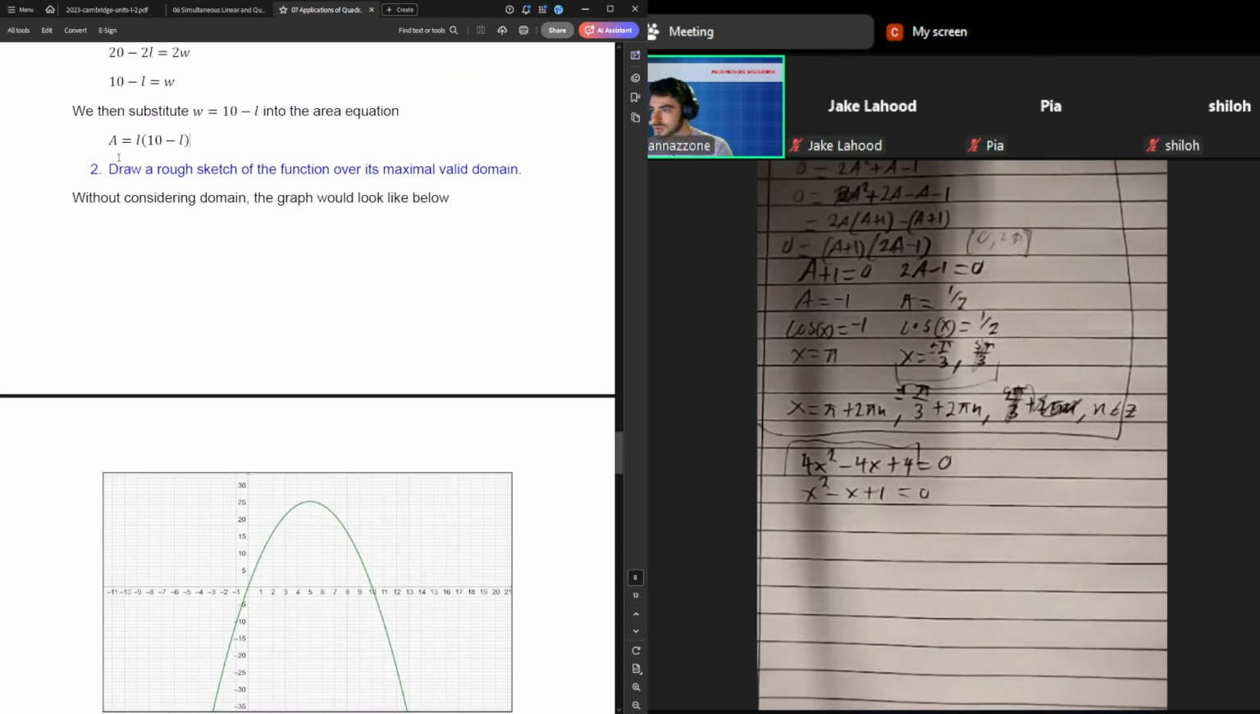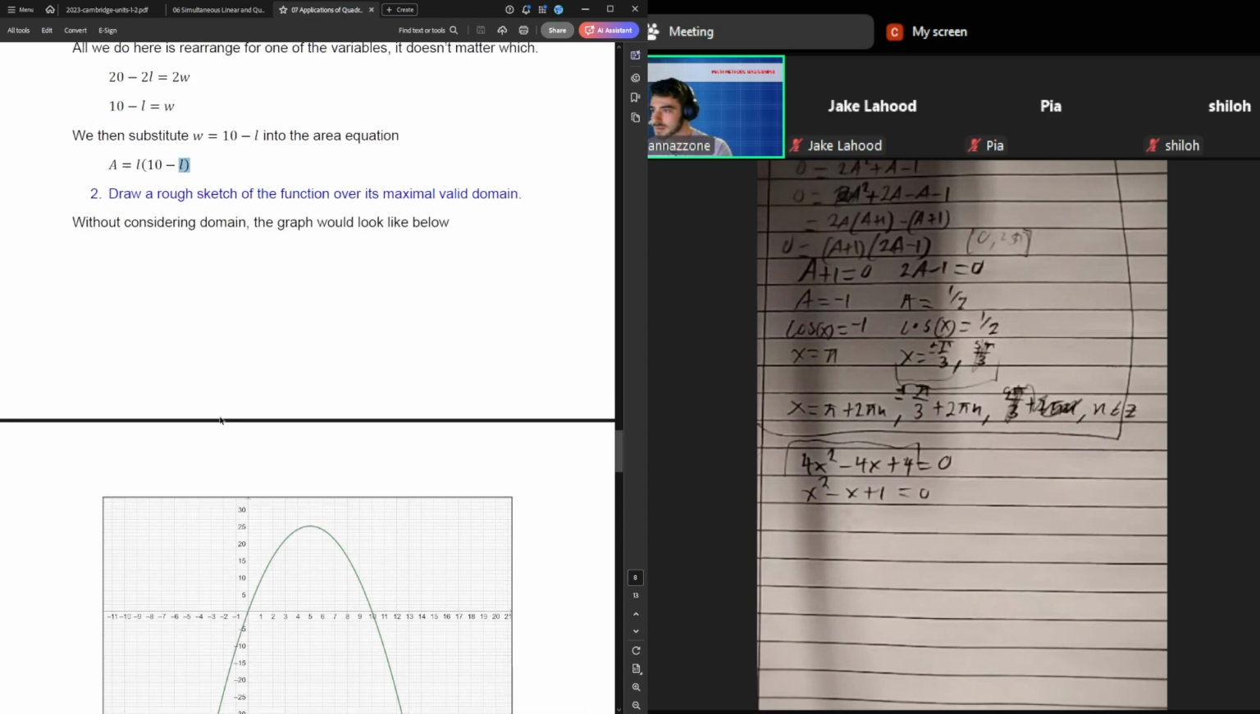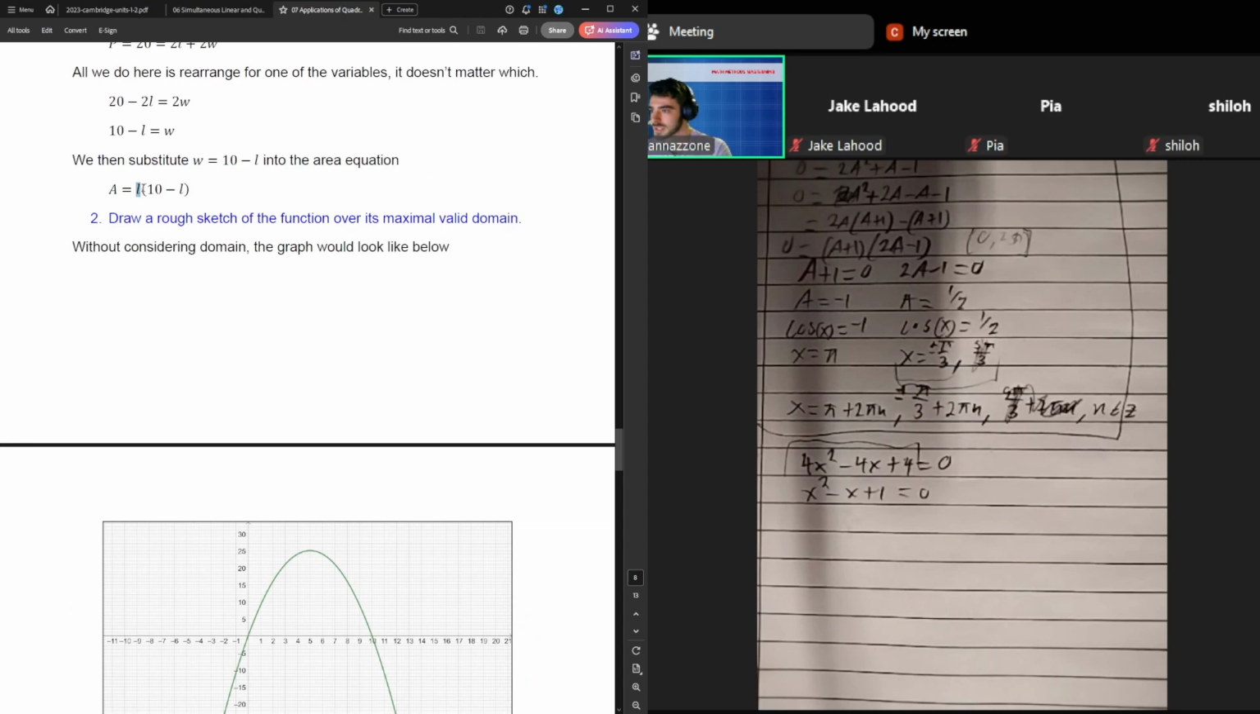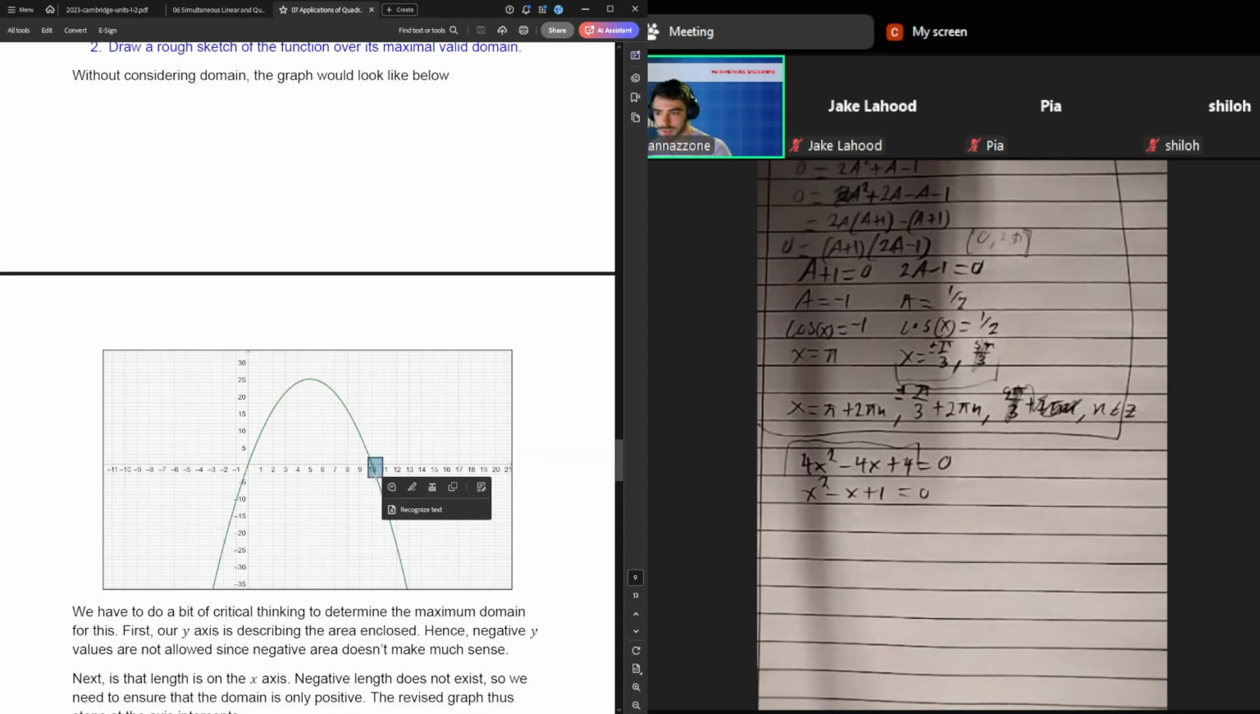From there, you just sketch that graph. So if you pretend these L's are X's, then that just means you're going to have a cut at x equals 0 and a cut at x equals 10 from this. And sure enough, that's what we see here.